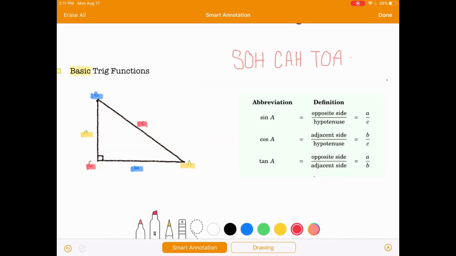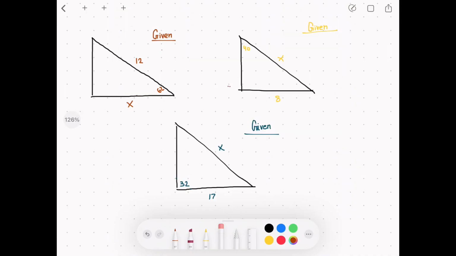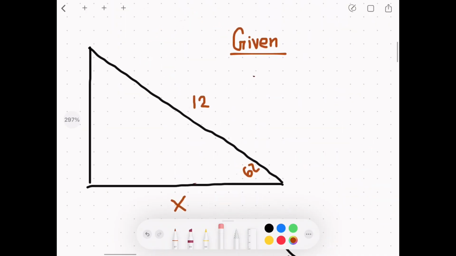Okay, so here I would tell you to pause the video and work these problems out on your own, but I'm pretty sure you're not going to do that. So if you have, that's great. Let's review. Angle A is 62, the hypotenuse is 12 units long, and B is unknown.